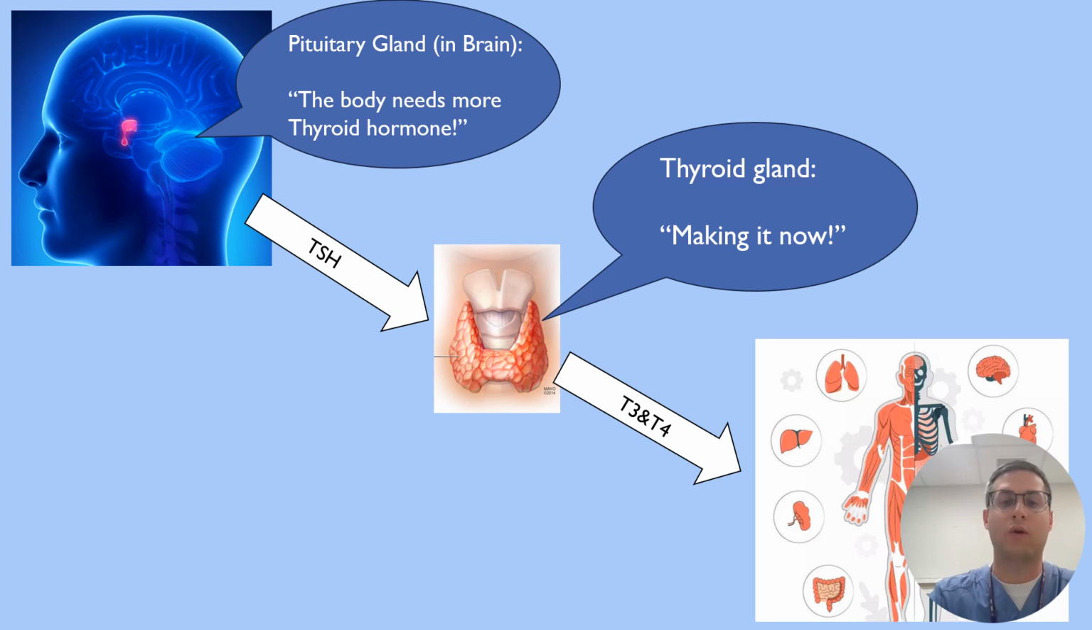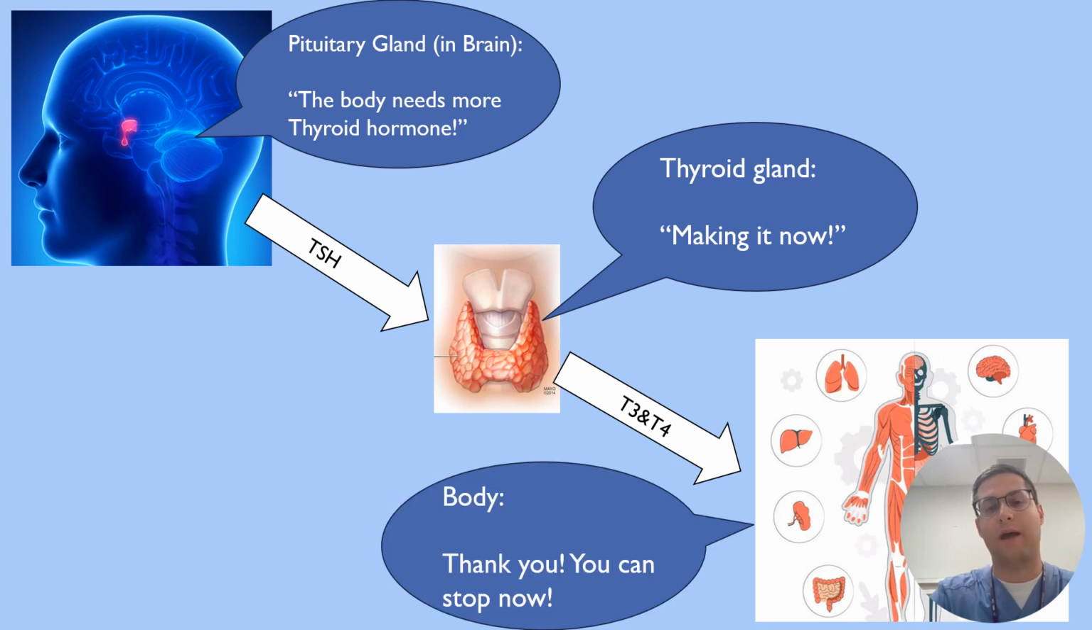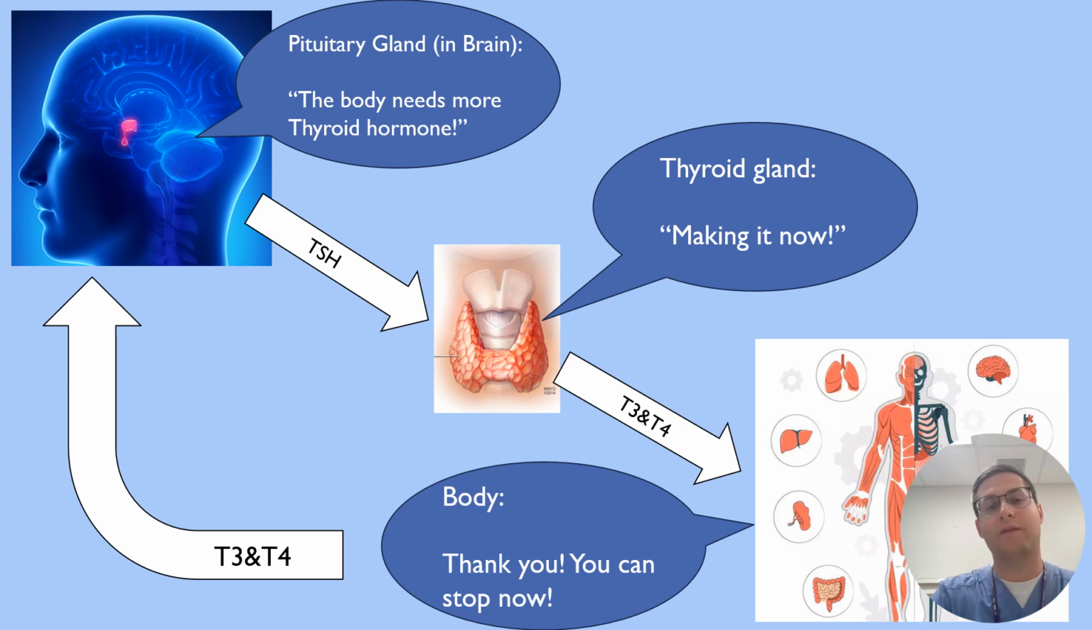And once released, it will go to other parts of the body to have effects again, like I said, on the eyes, the lungs, digestion, your hair, your skin, and many other parts of the body. Once your body's had enough of this hormone, or once the levels of T3 and T4 get too high, they actually circle back and tell your pituitary gland to stop making the hormone. So in this case, your body's saying, thank you, I have more than enough now. I don't need any more. So T3 and T4 tell the pituitary gland to stop making TSH and stopping the production of T3 and T4.